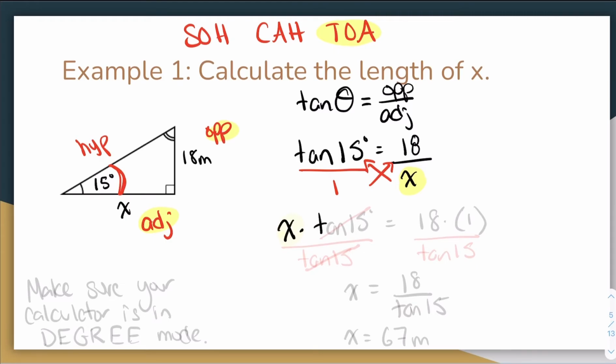That leaves me with x times tan 15 degrees equals 18 times 1, which will just end up being 18. I still need to get x by itself, but right now it's being multiplied by tan 15. So to get rid of that, I'll have to do the opposite, which is to divide. And whatever I do to one side, I have to do to the other.